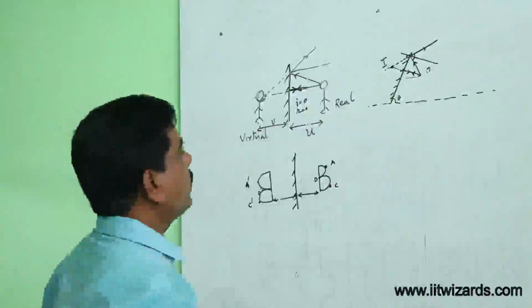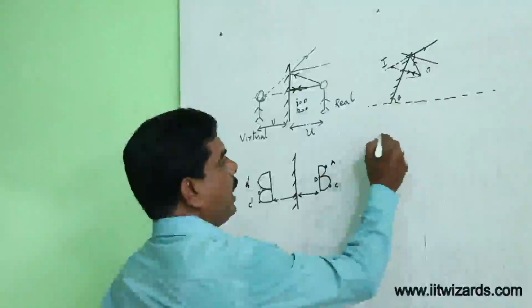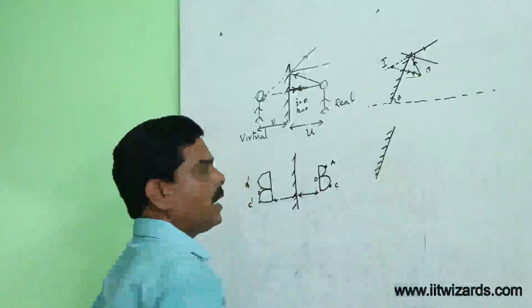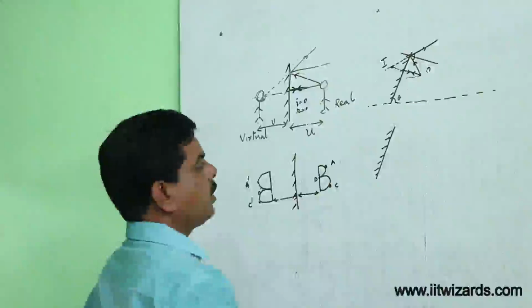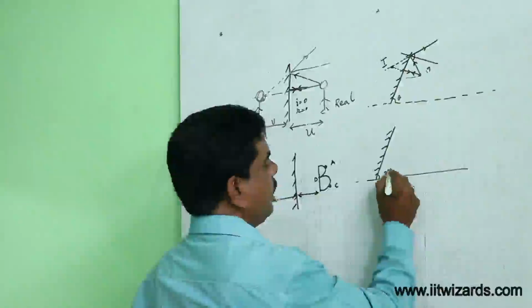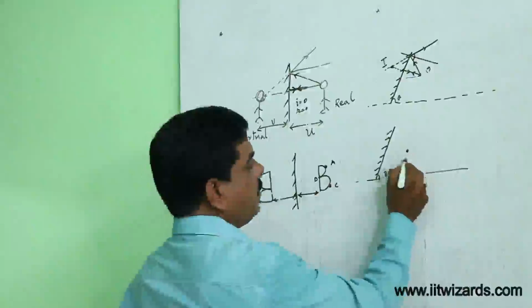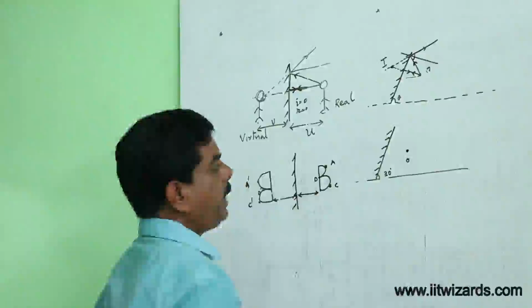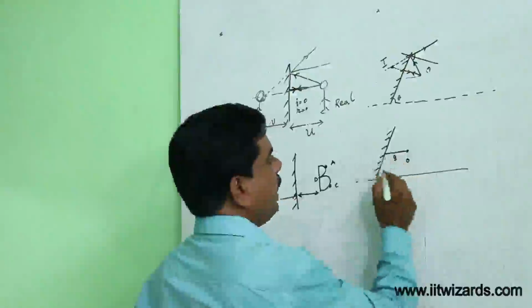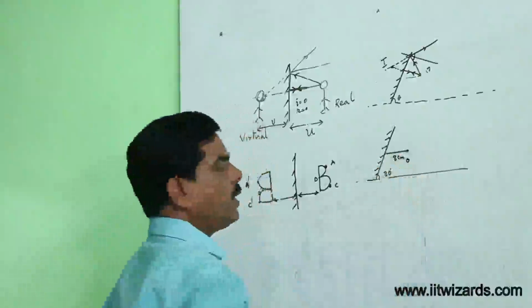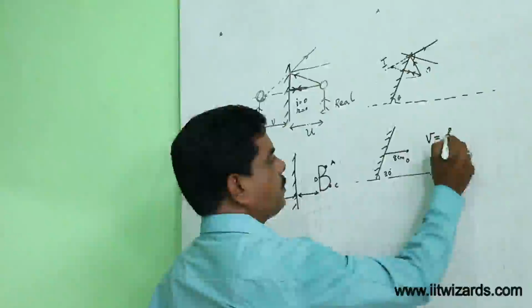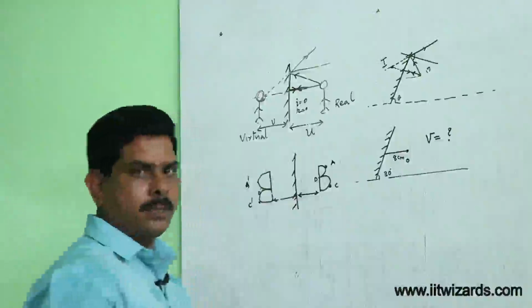Now, I'll give you an assignment over here. Say, for example, I have a plane mirror like this. Say the angle made here is 30 degrees, and say I have an object over here, and this object is at a distance of 8 centimeters. Where is the image? Or what is the image distance?